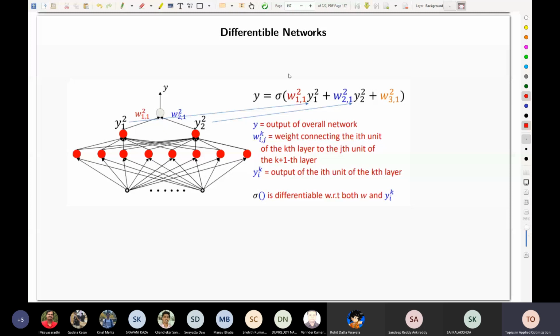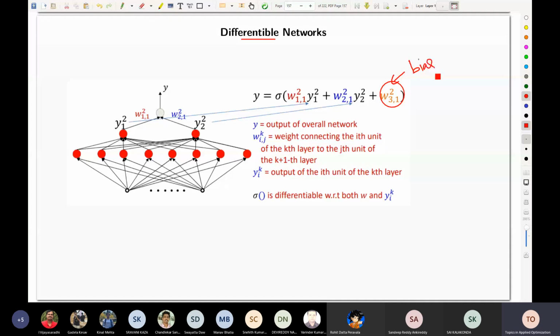So if the activation functions are differentiable, then we get so-called differentiable networks. In this example, we can write it like this. The final step will be sigma of, so this is the W11 weight, and this is the W21 weight, and then we can add an additional weight as a bias.